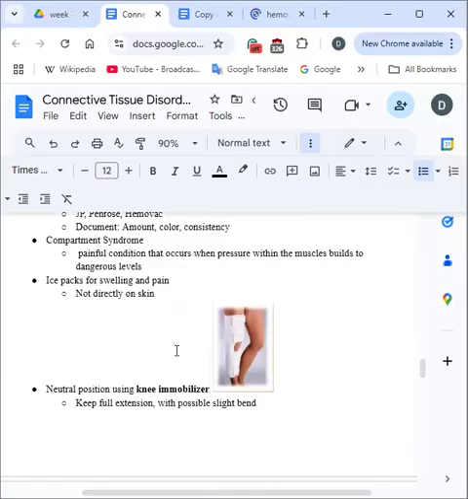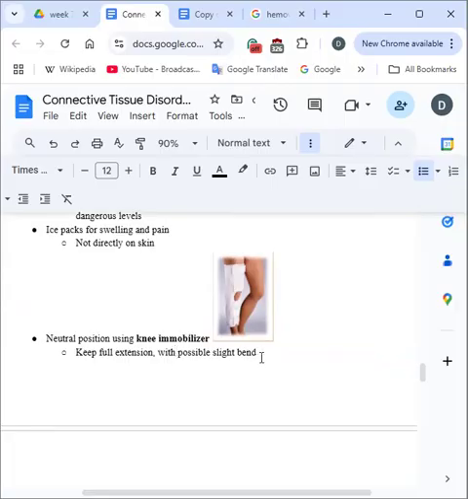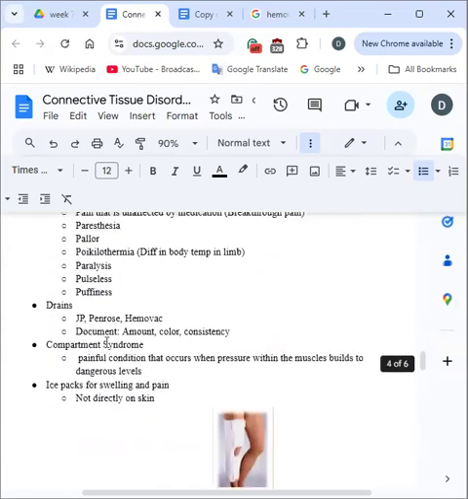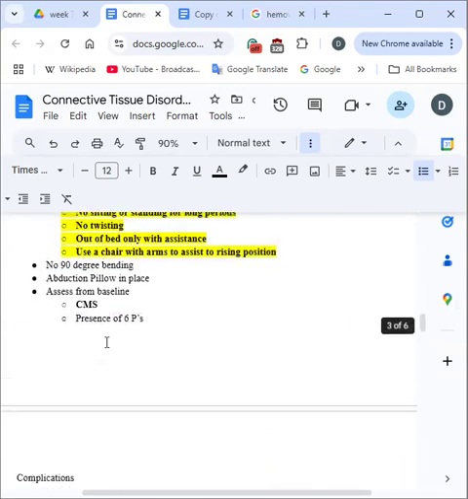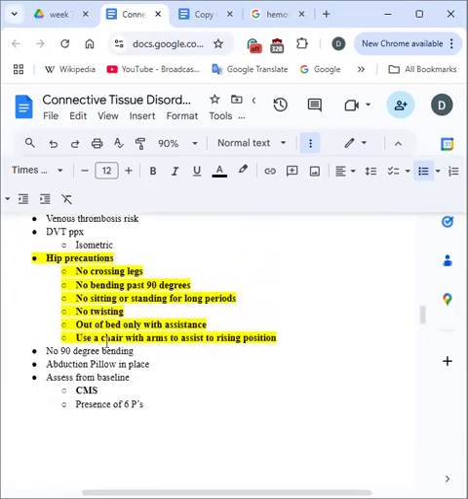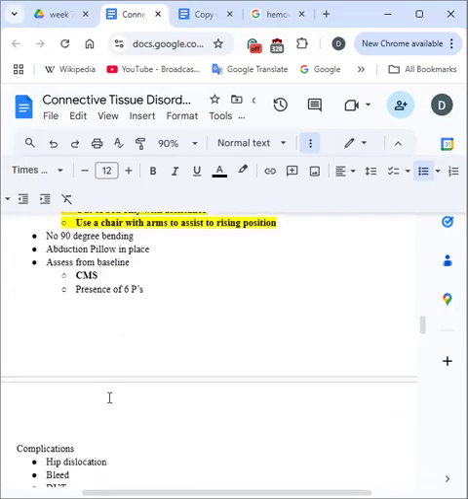You are going to use ice packs, not to be placed directly on the skin. So maybe grab an extra pillowcase and put it in there. And have something about a knee immobilizer. I really don't think you need to know that. I'll keep it just for fun, but just know some of this information here might be a little extra.